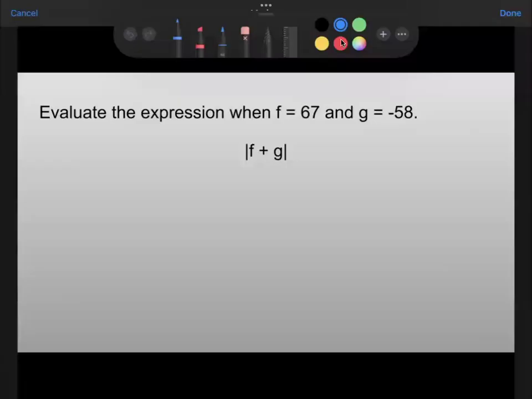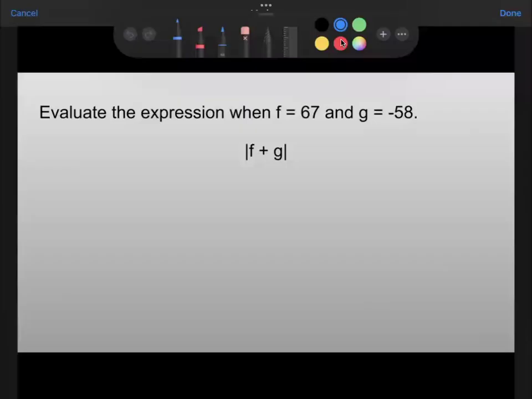Okay, here's our next one. Evaluate the expression when f is equal to 67 and g is equal to negative 58. Okay, so this is a little bit more of a challenge one because now we're dealing with absolute values. And if you don't remember what absolute value is, or those big long bars on either side of the expression, that means distance from zero.